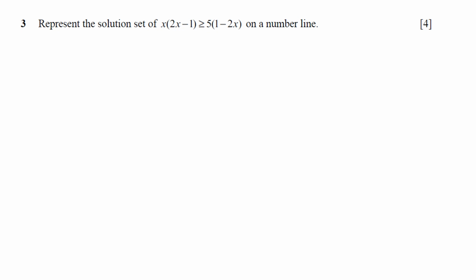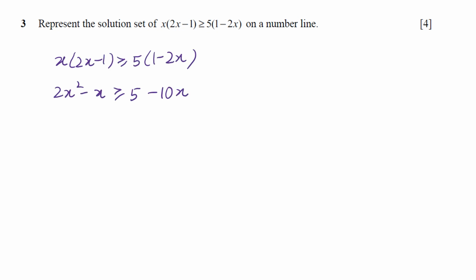Right, so let's look at question 3. Question 3 actually is easier than the first two questions. Basically, you're just asked to solve the quadratic inequality. Right, so let's simplify the left hand side and the right hand side. So that will give you 2x squared minus x on the left. On the right will be 5 minus 10x. Bring everything to the left hand side. Simplify it. And what's the next thing we do? Yes, factorize it.